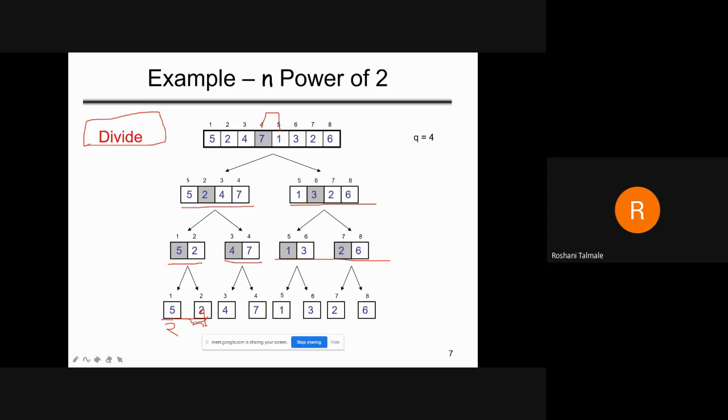Just 1 minute, because of this pencil it's difficult. Okay, similarly 4 and 7 it's okay, 1 and 3 it's okay, and 2 and 6 it's okay. Okay, again 5 and 4 will be compared. We will see in the next case. This is the conquer and merge case. In the conquer and merge case, every element is compared.